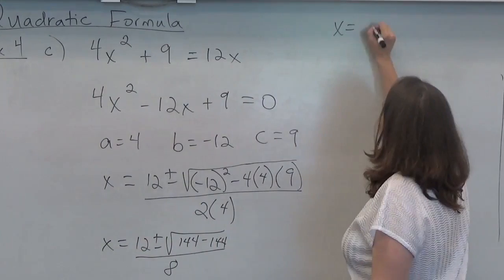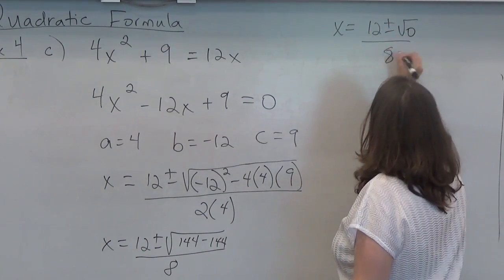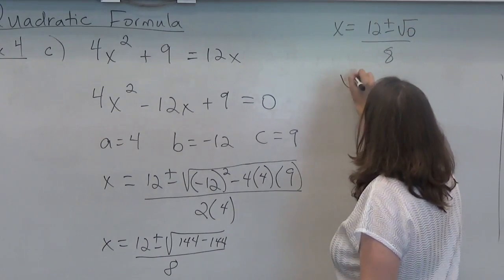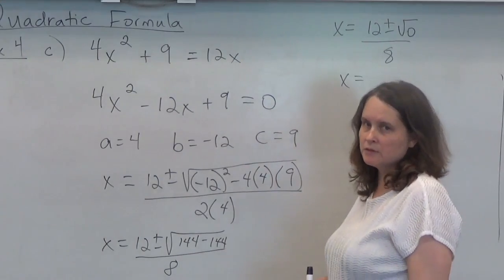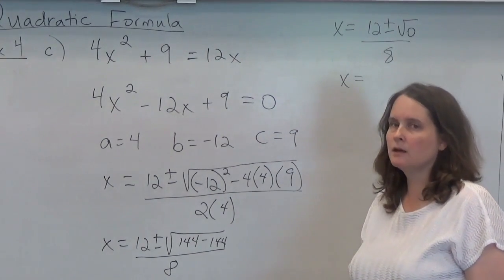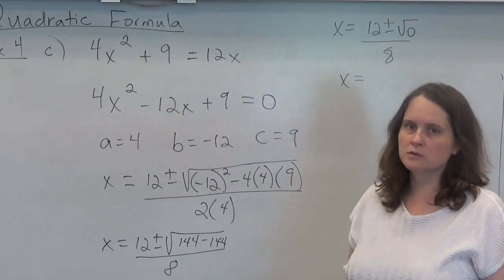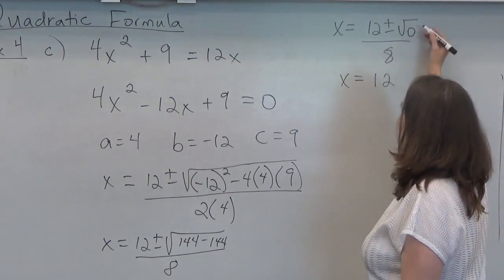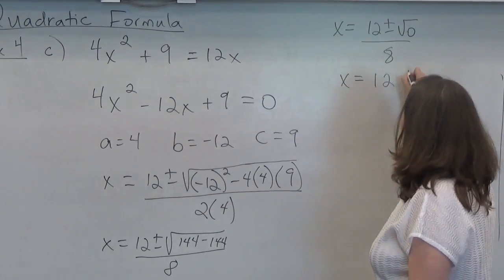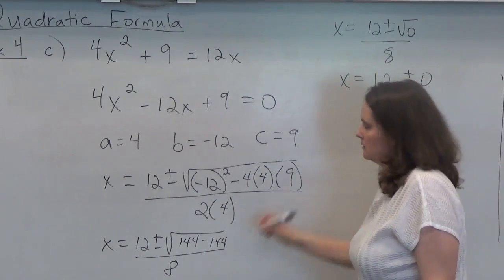So x equals 12 plus or minus the square root of 0 over 8. We talked about this earlier, but I always ask people, what is the square root of 0? And sometimes they have trouble telling me. The square root of 0 is 0, because 0 times 0 equals 0. So we have 12, and then plus or minus 0. I don't even need to write this. This is redundant. Plus or minus 0 can just be left blank.